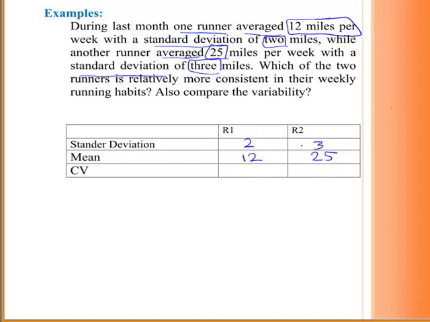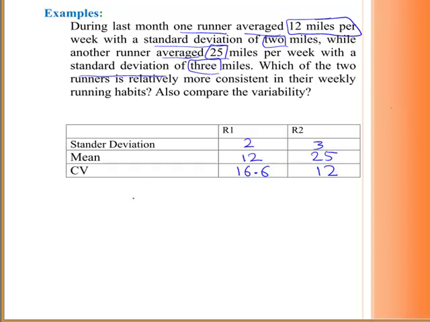By applying the formula of the coefficient of variation, let's substitute our values. For the first runner, it will be 2 divided by 12, then multiplied by 100, which will give us the value of 16.6. What about runner number 2? To compute the CV, this will be equal to 3 divided by 25 multiplied by 100, and it will give us 12. Now, from these two values, let's compare the variability and consistency.